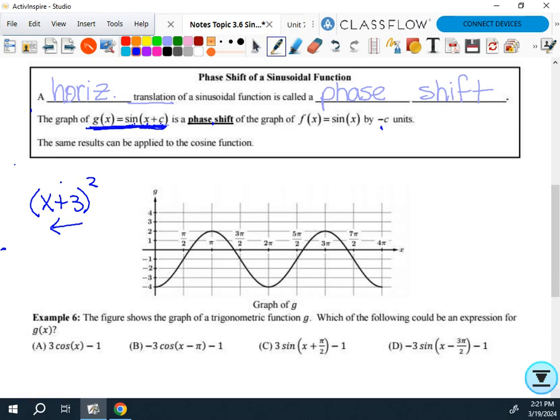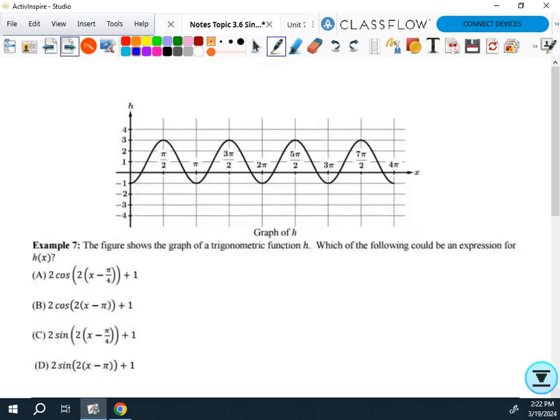Now we're going to do example 7 and come back to 6, because I feel like 7 is a better starting place than 6 is with this stuff. So flip it over and then we'll flip it back.